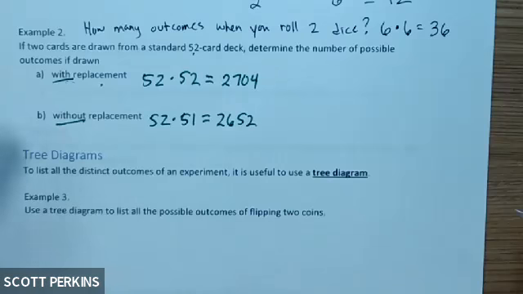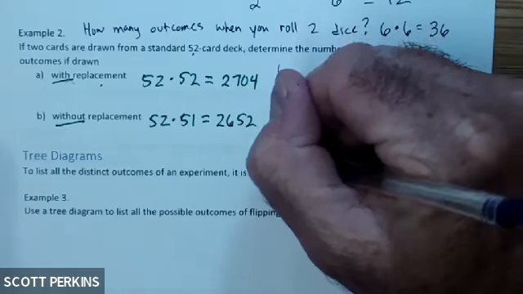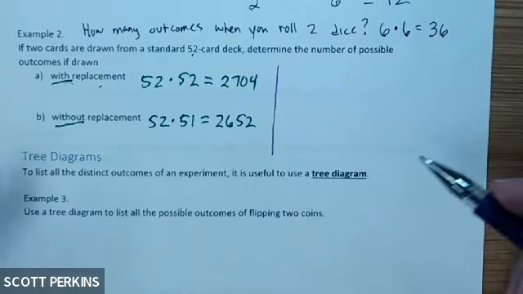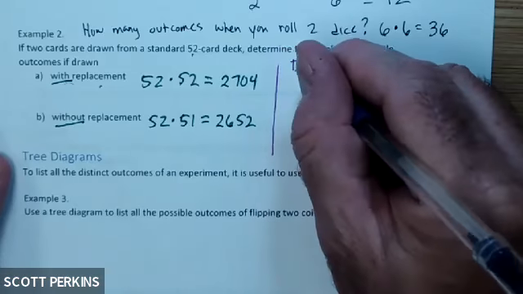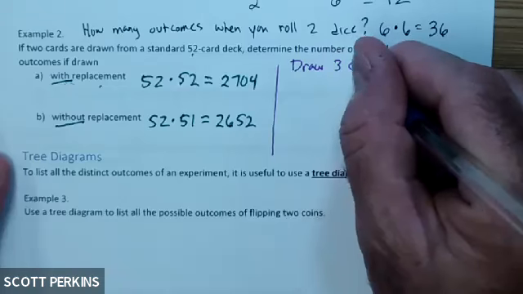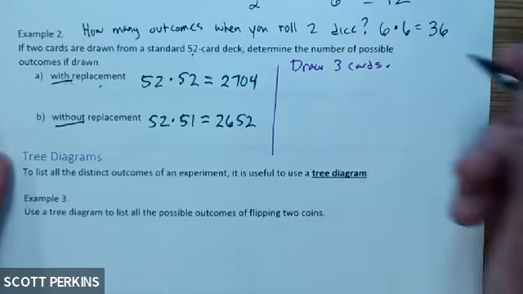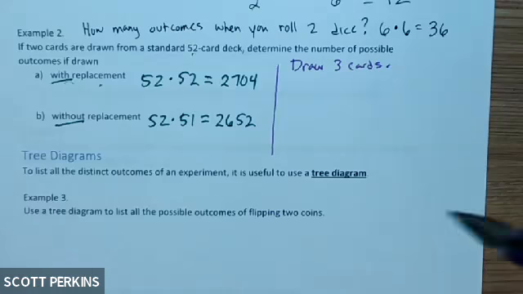So once again, this is my first time doing all these worksheets, so I didn't necessarily put all the problems I should have. So here's what I would like you to do. I want you to redo parts A and B, but this time, instead of drawing 2 cards out of the deck, I want you to draw 3 cards. And I want you to tell me how many options are possible when I draw 3 cards, first with replacement, and then secondly, without replacement.